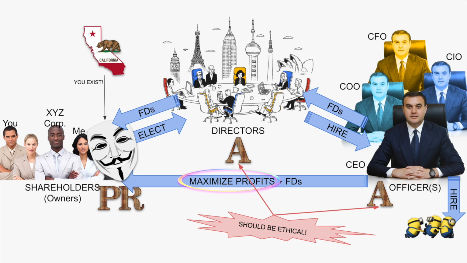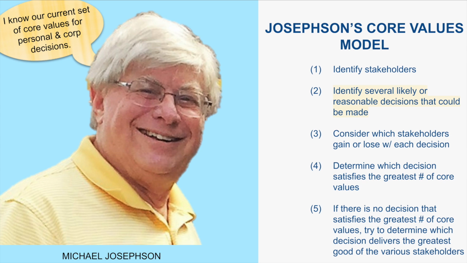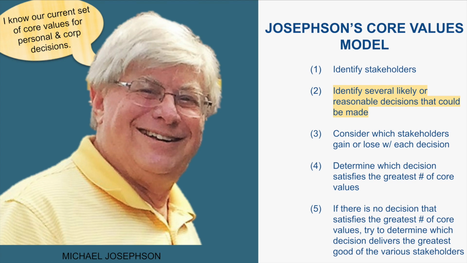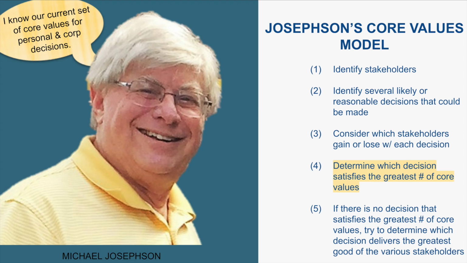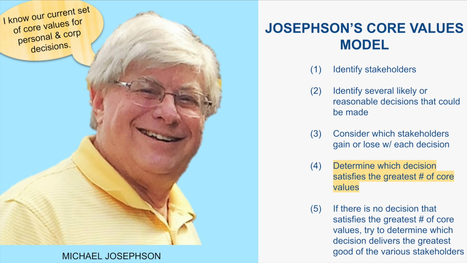Okay, so after identifying the various stakeholders, we must also identify several likely or reasonable decisions that could be made. After that, we have to then consider which stakeholders will gain or lose with each decision. And then, lastly, we have to determine which decision satisfies the greatest number of core values, those values that we listed before. So after we go through all of those steps, if there is no decision that satisfies the greatest number of core values, then we are going to try to determine which decision delivers the greatest good to the various stakeholders and go with that decision.